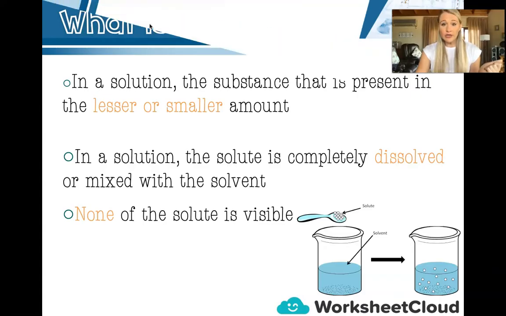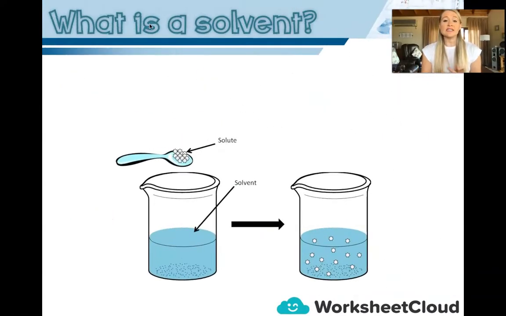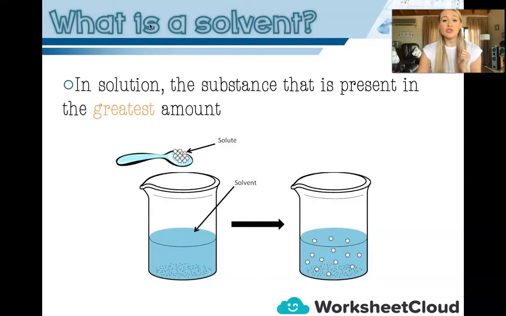Right, moving on. Now we're going to look at the solvent specifically. Remember, if you have a look at the picture, the solute will be, for example, salt or sugar, and your solvent is your liquid, in this case, let's say water. Together, they become your solution. Now, your solvent is always the substance that is in the greater amount.